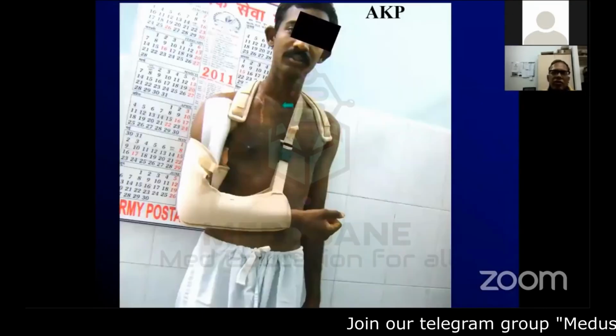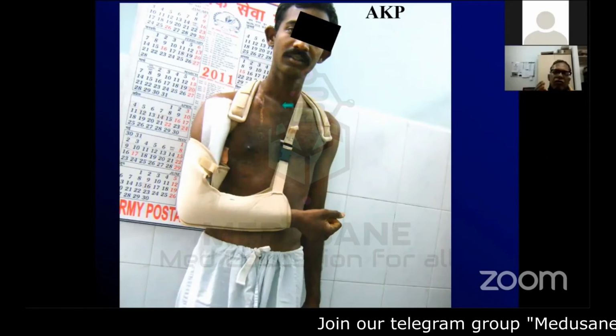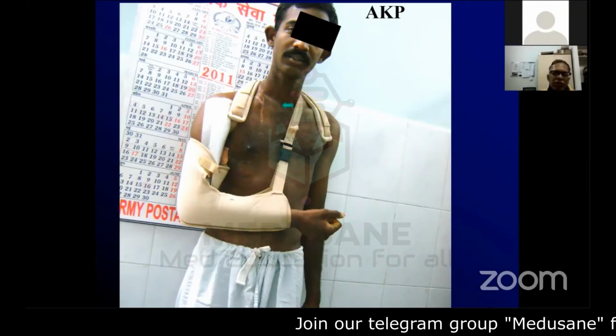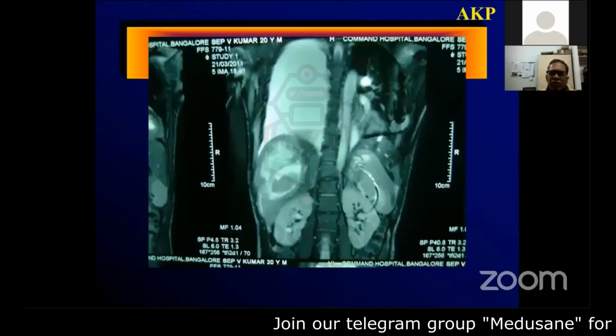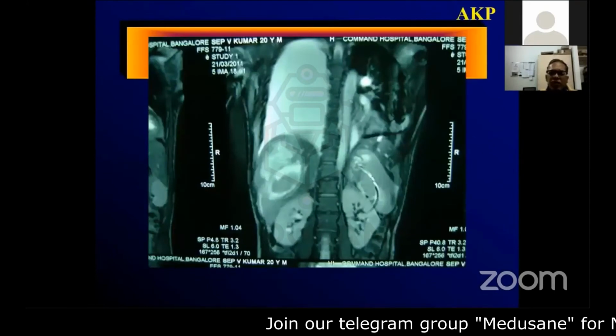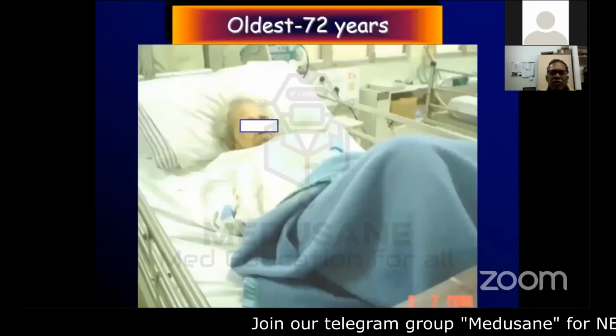This is another case of liver injury. You can see he was going behind a truck, and the truck put on a sudden brake, and he hit the truck behind, and the whole rib, clavicle, and all the ribs medial to the nipple are fractured, with fracture of the right elbow area. Same patient, you can see hemothorax on the left side. There is hematoma in the liver, and in this case, we managed conservatively.